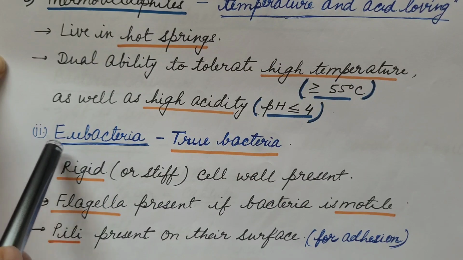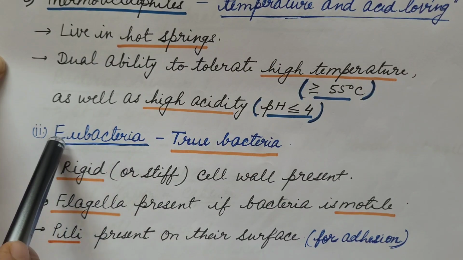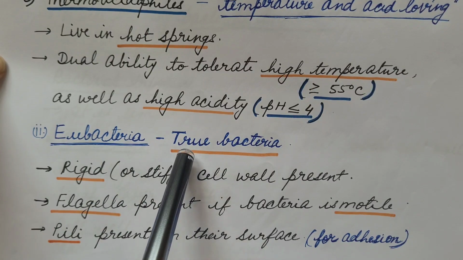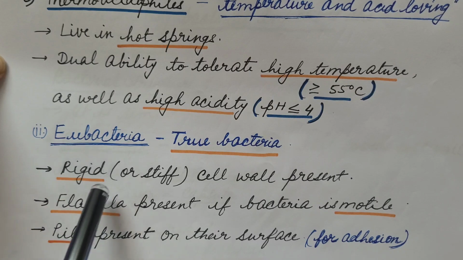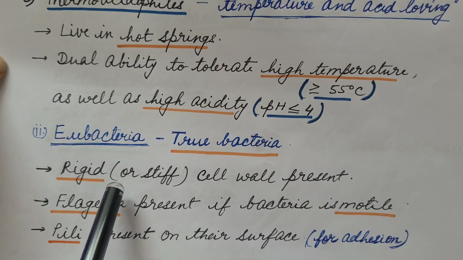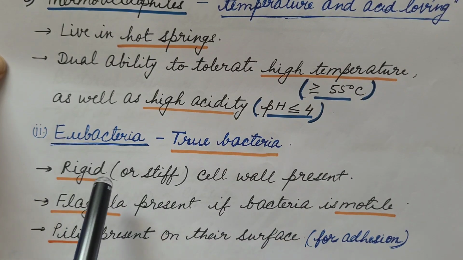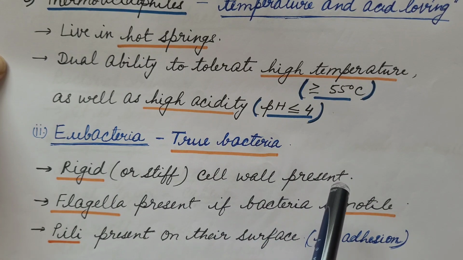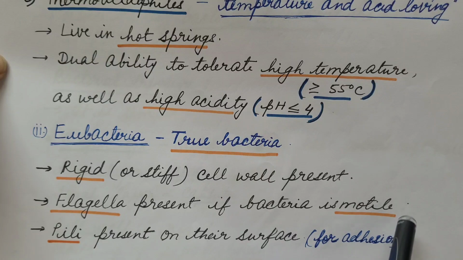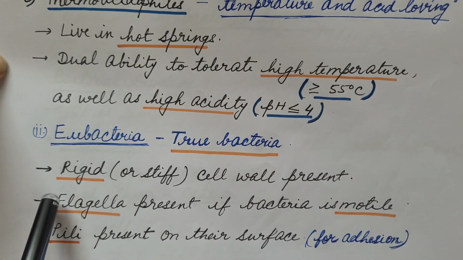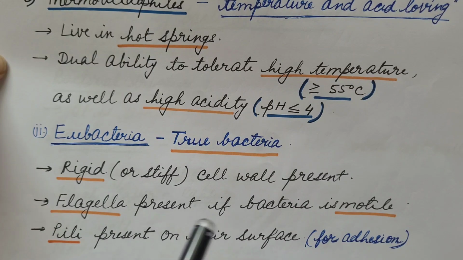Now the second group of Kingdom Monera is Eubacteria, which are known as true bacteria. These are characterized by the presence of a rigid or stiff cell wall. That is, a rigid or stiff cell wall is present in this type of bacteria. If the bacteria is motile, that is, able to move or swim, then flagella are present.